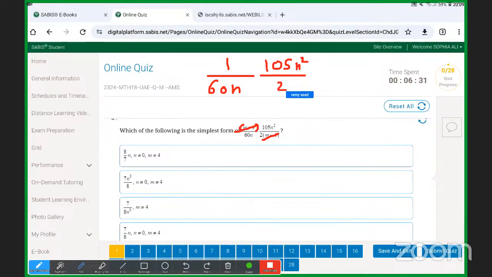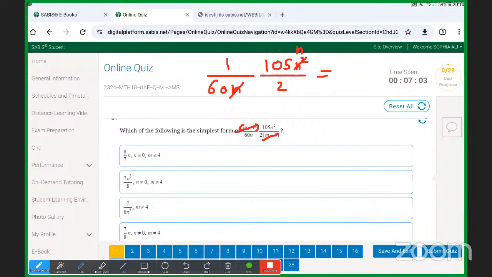I'm still searching for the like variables. We have here n power 2 and here we have n. So what do you think we can do? Cancel 1n from the n power 2. So it will be just 1n and here n will be eliminated. Great. Time for the numbers. Now we have here 105 and here we have 2. Is there any common factor between 105 and 2?